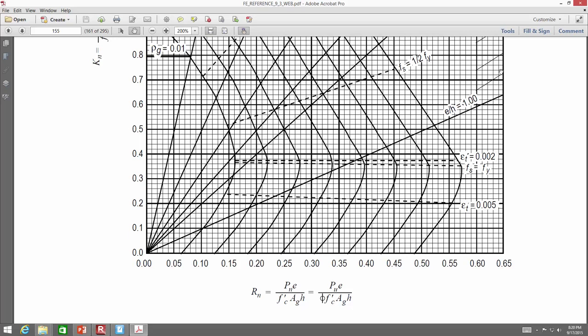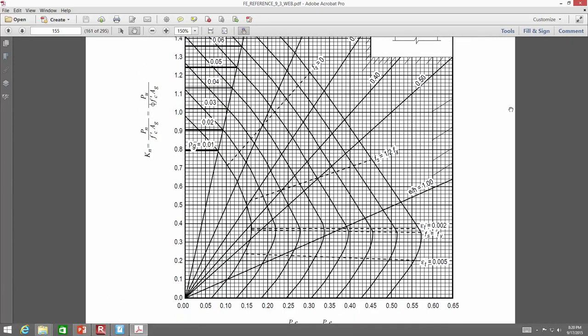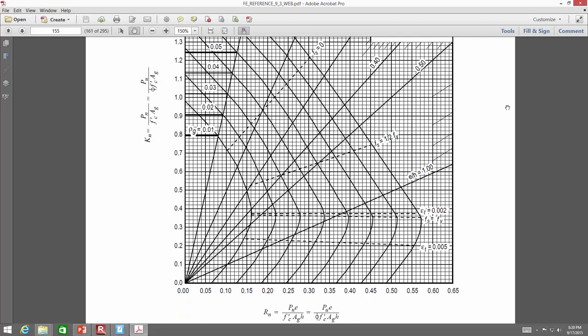Based on those eccentricities, and you've got f'c, you can calculate the gross area. You know the height. Let me zoom out a little bit. You can calculate these two parameters on the x and y axis, the Kn and the Rn. Kn is a value related to axial load, Rn a value related to moment. And then all it is, is this: go to the x-axis on Rn, y-axis on Kn, and find the appropriate point.